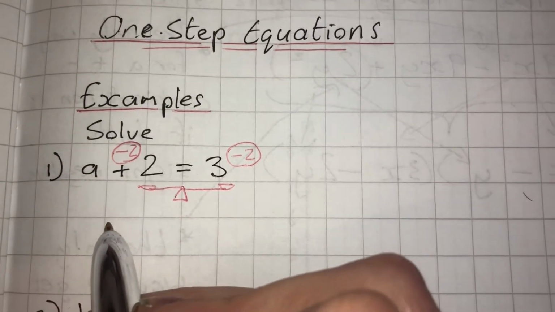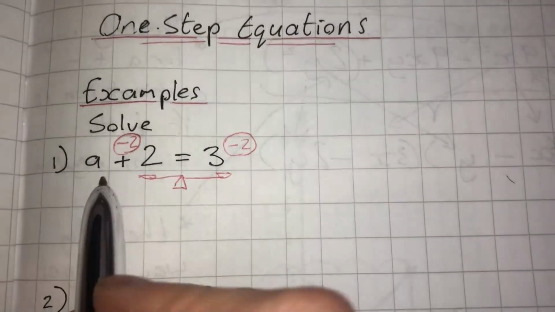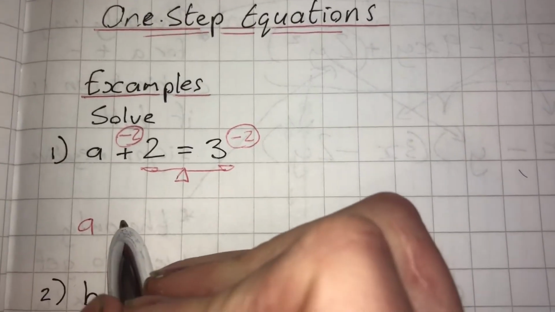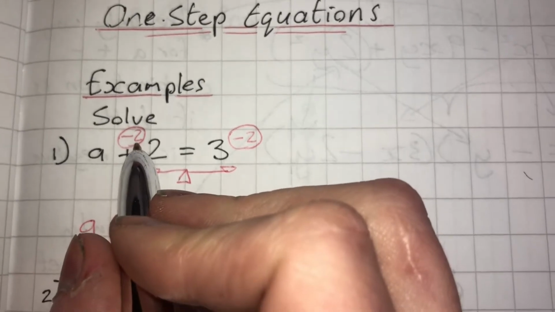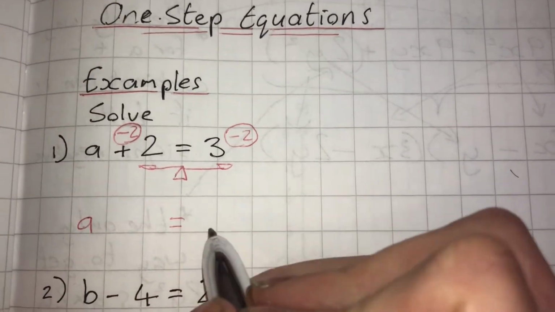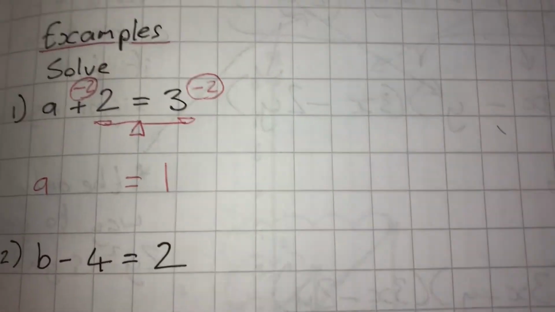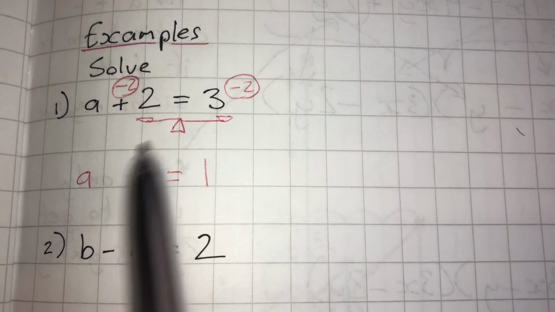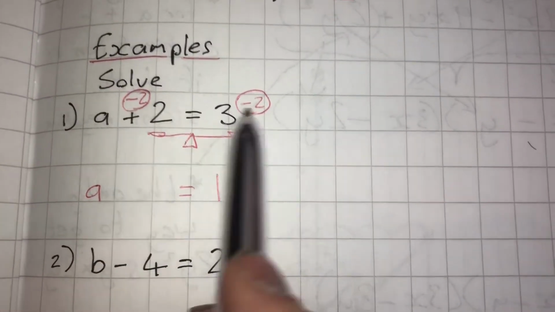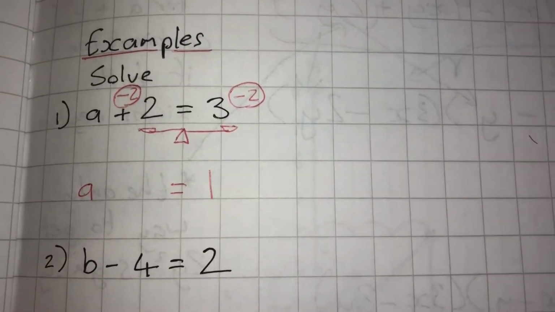I always set my working out with equations in lines, one after the other. I haven't done anything with the a. The a is still there. The a is what we're trying to find. Plus 2 minus 2 is 0, so the plus 2 is gone. It is now equal to 3 take away 2, which is 1. And again, that's just how we would show working out. You don't need to draw this little set of scales, but these circles I've shown here with the operation that we just carried out is what I would be showing.